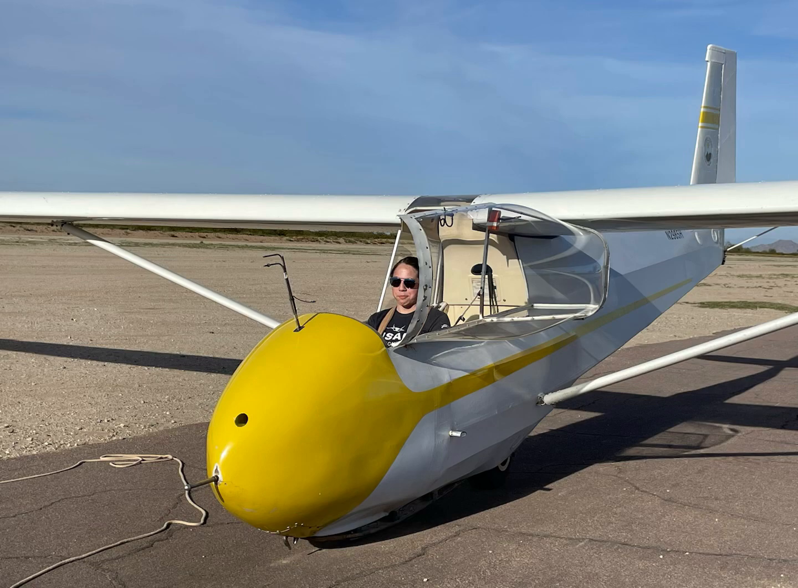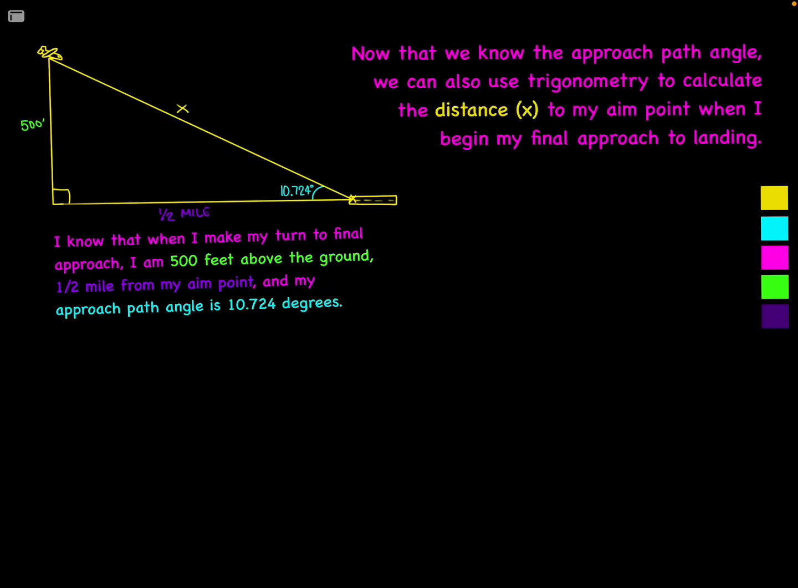Now that we know the approach path angle, we can also use trigonometry to calculate the distance x to my aim point when I begin my final approach to landing. I know that when I make my final turn to approach, I am 500 feet above the ground, 1/2 mile from my aim point, and my approach path angle is 10.724 degrees. I'm going to estimate this distance as approximately 2,800 feet since the length of my approach path is slightly greater than the track I fly over the ground, which is 1/2 mile or 2,640 feet.